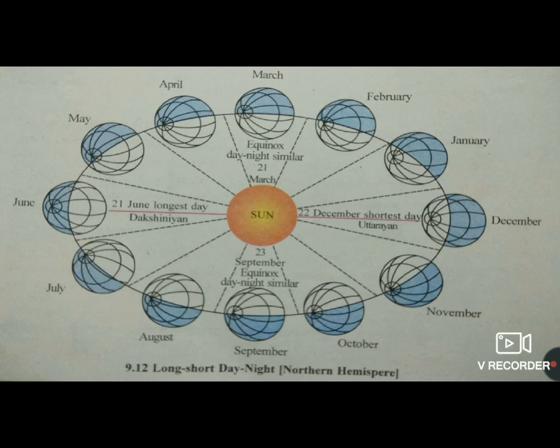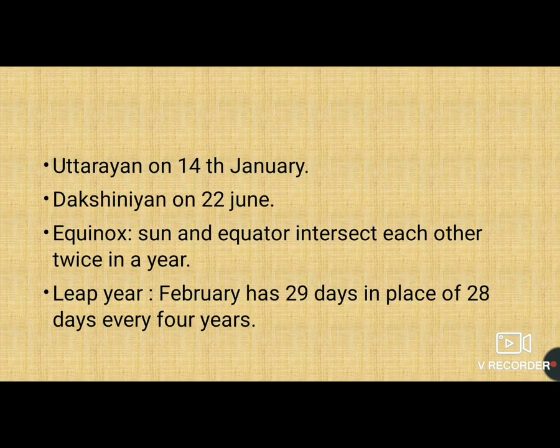It also has many special days, which are written over here. That is, on 21st June there is Dakshinayan and on 22nd December there is Uttarayan. On Uttarayan, the direct rays of the sun begin to fall north of the equator. Thus, the northern solstice occurs on 22nd December. The sun enters Makar Rashi on 14th January. So it is called Makar Sankranti.